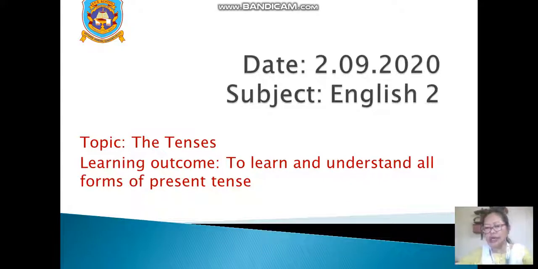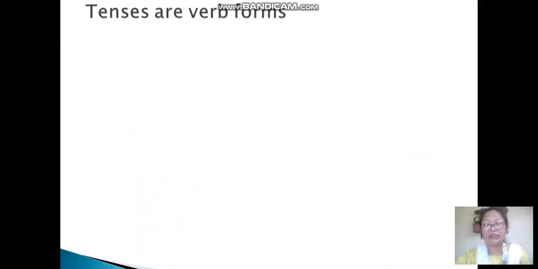So today we will start with a new lesson in your English grammar, the tenses. This is lesson number 8. The learning outcome of this personal study is to learn and understand all forms of present tense. In this lesson there is an introduction of present, past and future, but in detail present tense is discussed. So today I will begin the lesson, but I will finish it in the coming classes.